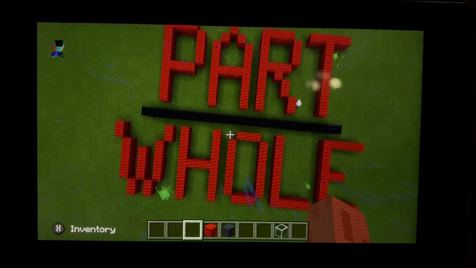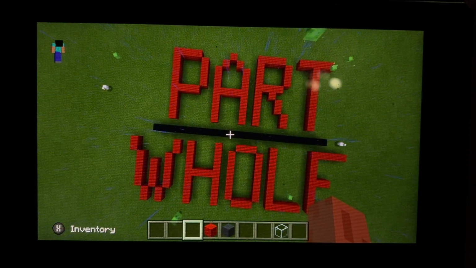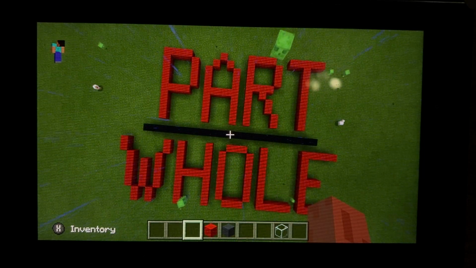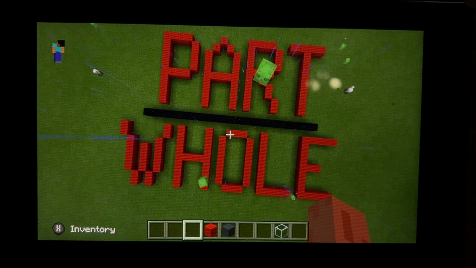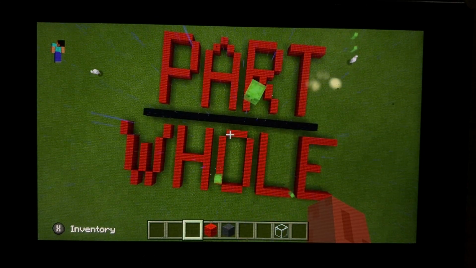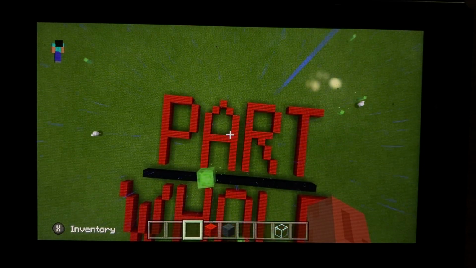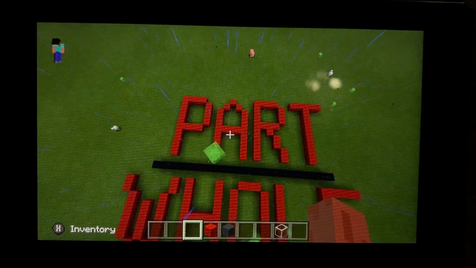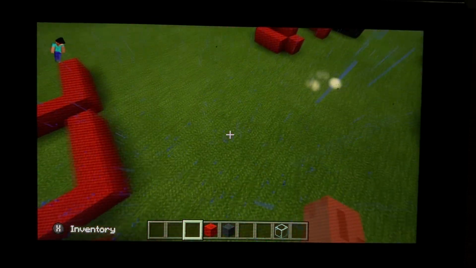So you'll notice that I have the fraction line right there in the middle with the black wool blocks. Part to whole. So whatever's on top of the line is the part, and whatever's on bottom is the whole. So the whole piece of the puzzle, whole piece of the pie, and then the fraction is made up by what part we are looking at, what part we are focusing on. And I've got some slime jumping around, probably distracting everybody.